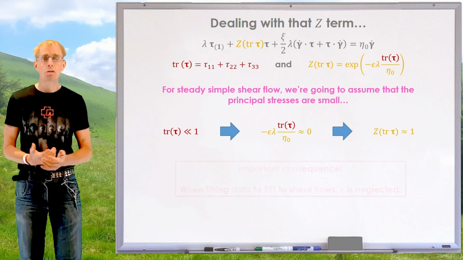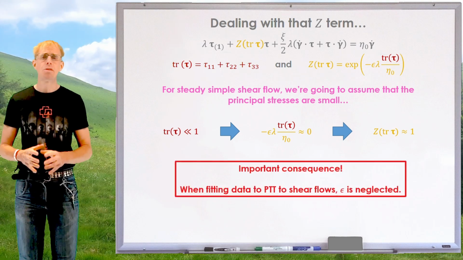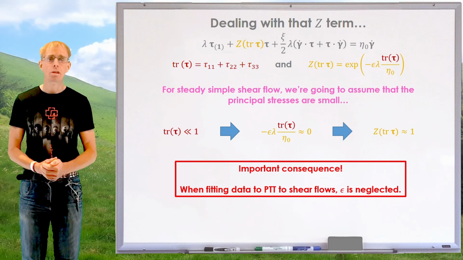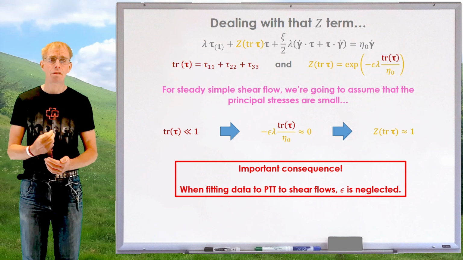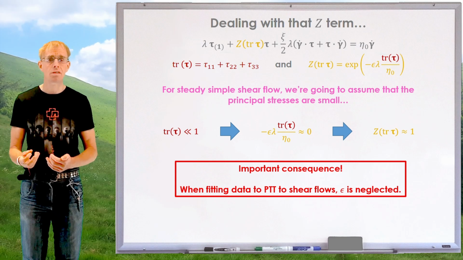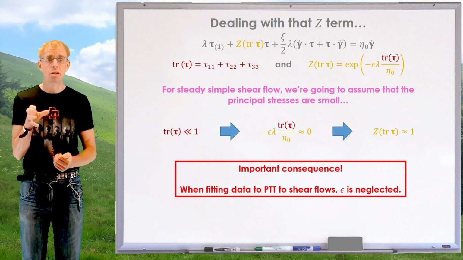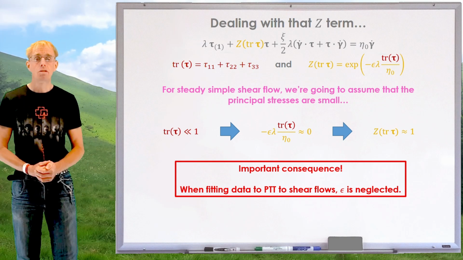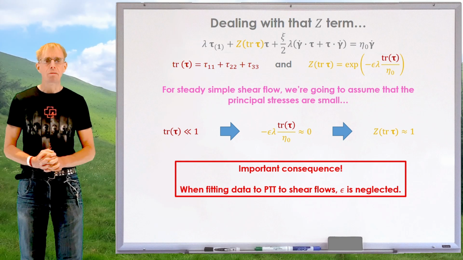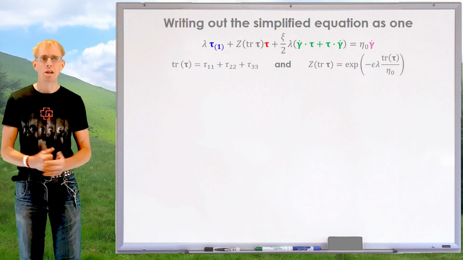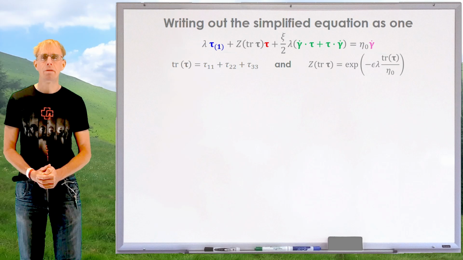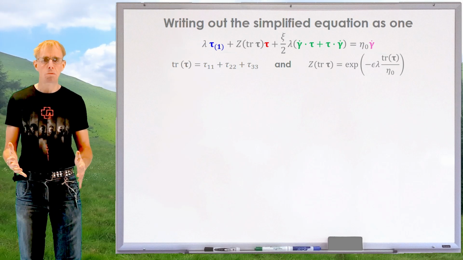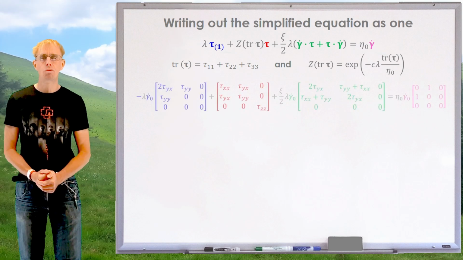So there's a consequence to this: if we're thinking about shear flows and shear flows alone, epsilon is completely neglected. So the only parameter really other than the relaxation time that dominates PTT for shear is the zero shear viscosity, eta 0, and also xi. Okay, so if we are happy with that assumption, and again we might need to check that, let's see what result that gives us. So there on the board is the fully fledged constitutive equation with each of the terms that we've discussed. Let's now write it out in long form.